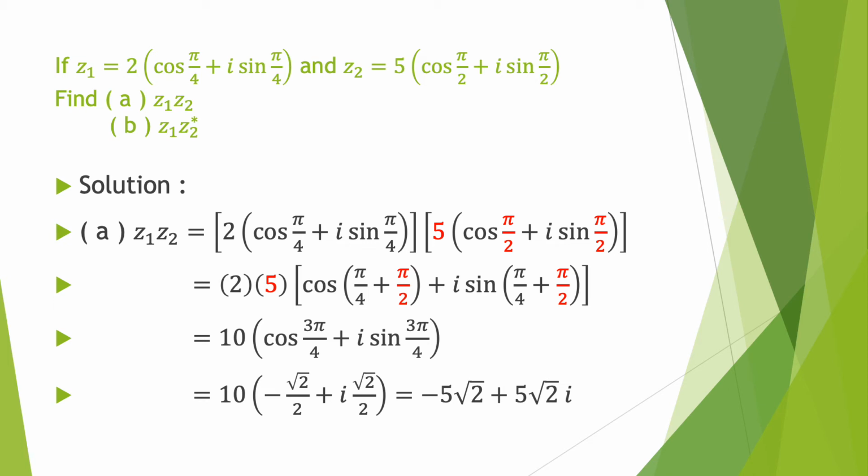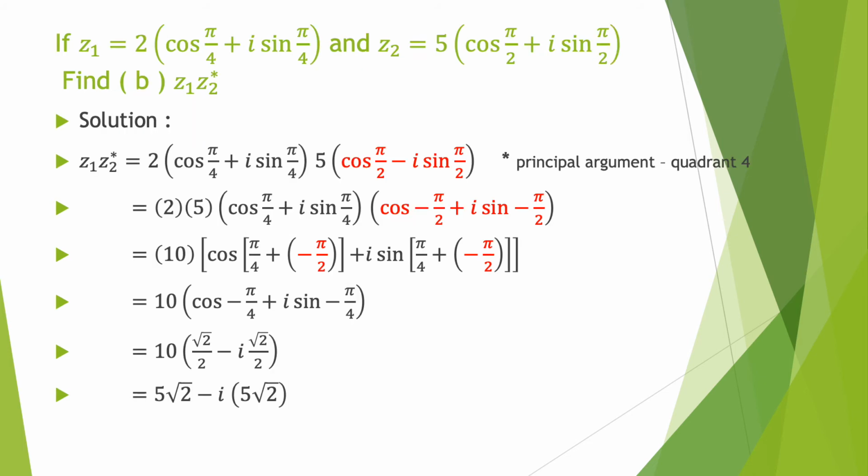After finding cos 3 pi over 4 using the calculator, we have negative root 2 over 2, and sine 3 pi over 4 equals positive root 2 over 2. So after simplifying, we have negative 5 root 2 plus 5 root 2 i.